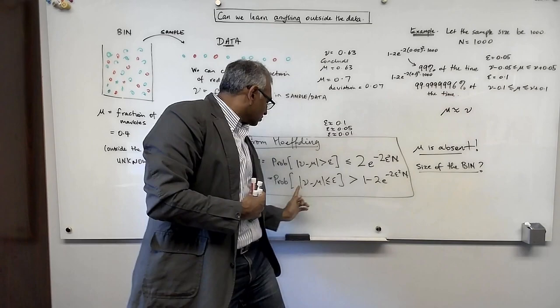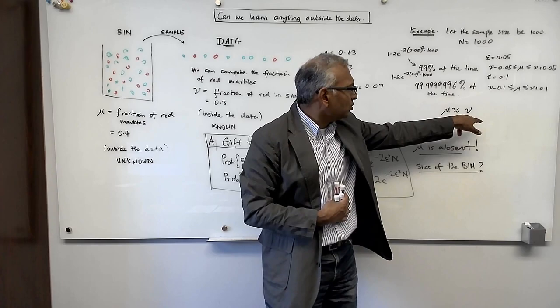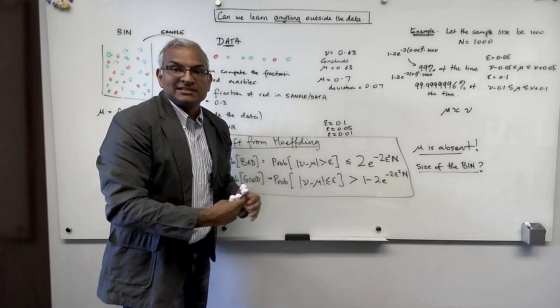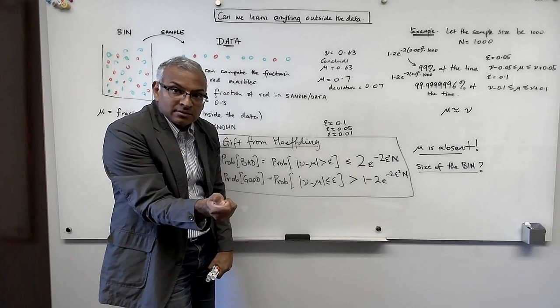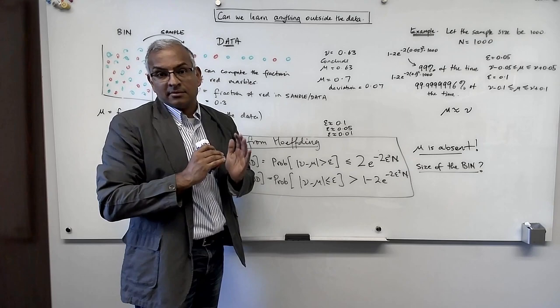But we observe nu, and then we see that most of the time we're in a good world in which we can reach from inside the data, that is, reach from nu, and estimate mu, which is outside the data. So in this simple example, we see that it is possible to reach from inside the data to outside the data. And I want to summarize the conditions that are absolutely essential for us to be able to do that.